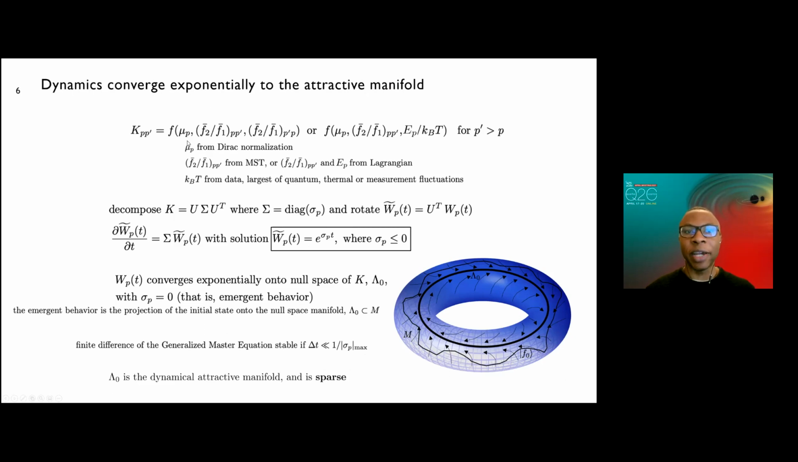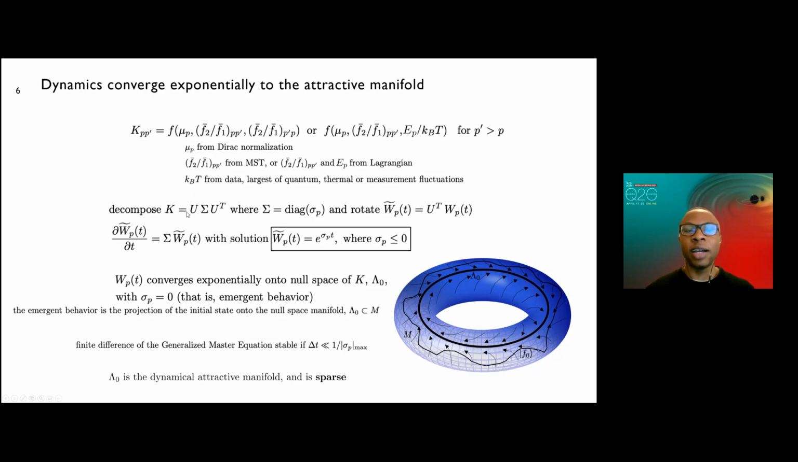You can find the upper diagonal of the K matrix from the MST by dividing second order and first order coefficients. And you also need to find the energy. You can either find this from the data, taking the largest of the fluctuations, or you can optimize it separately to find the energy scaling factor. Then you can decompose this matrix to obtain the eigenvalues of the system. And this gives you the manifold that converges to long times.